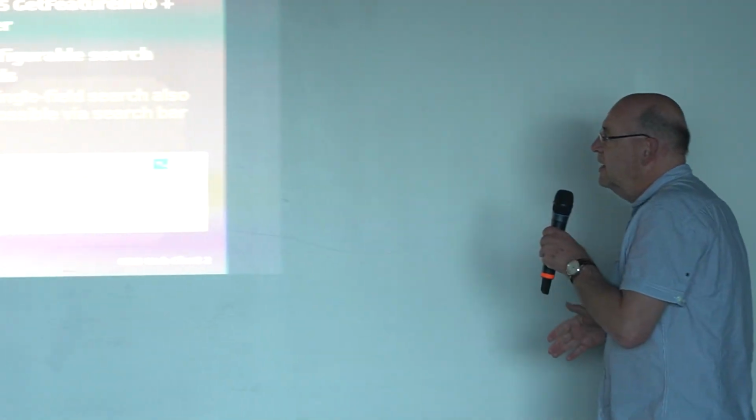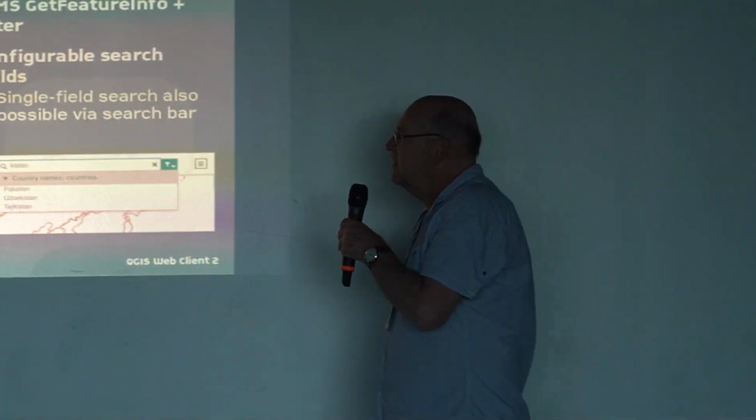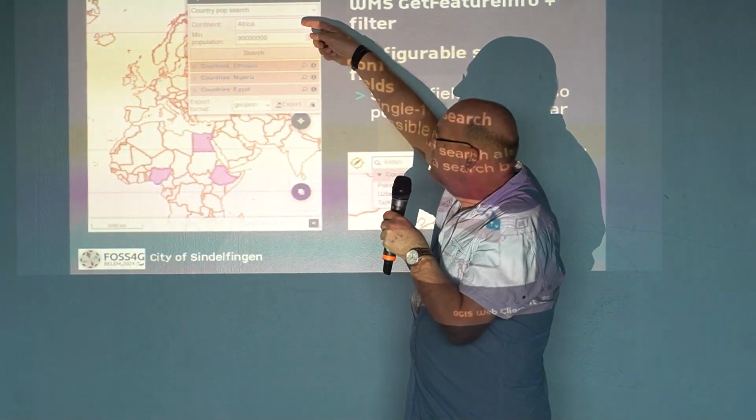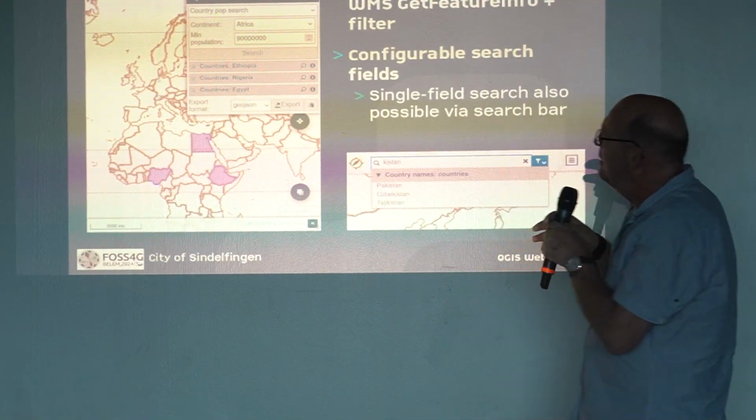It's also configurable. You can have a single field search, and you can use the search bar. The search bar is this thing here in QGIS Web Client, and then you get the search. In this case it's all countries with more than 90 million people population will show it there in this moment. It's very easy to configure, and it's nice to work with.